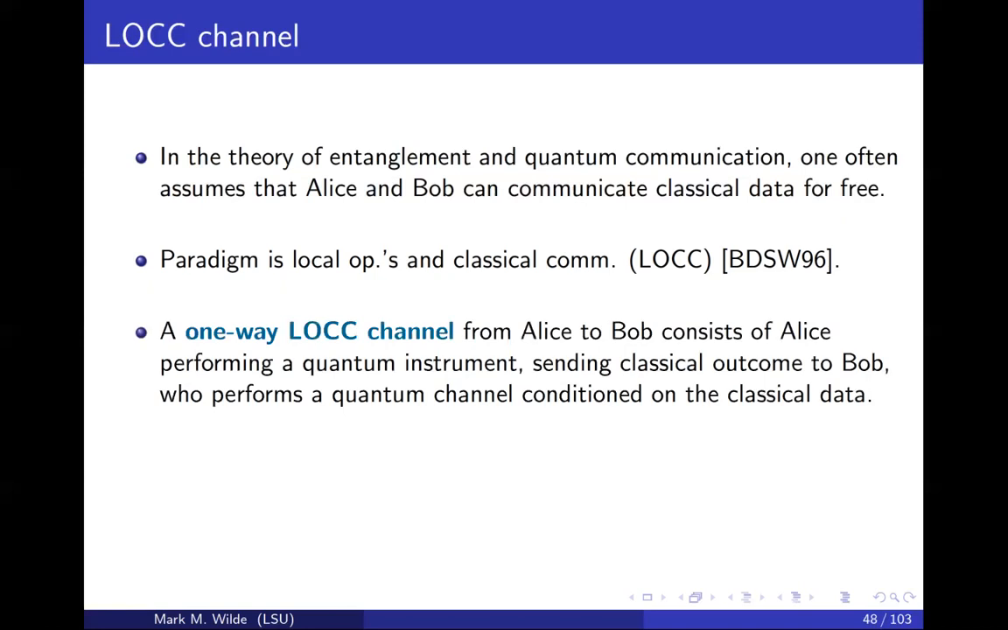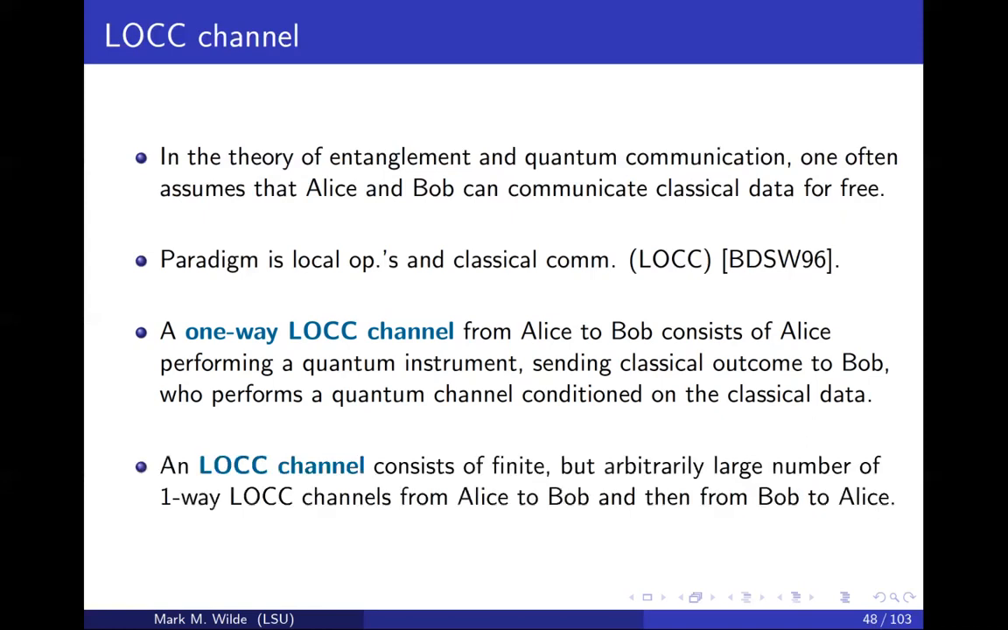To get a bit more specific, earlier we talked about quantum measurement channels and quantum instruments. A one-way LOCC channel consists of Alice performing a quantum instrument. Remember, a quantum instrument has a quantum output and a classical output. So Alice sends the classical output to Bob, and then, conditioned on the classical outcome of that quantum instrument, Bob performs a quantum channel. An LOCC channel is just you build these up one after another. So you do a one-way LOCC from Alice to Bob, then a one-way LOCC from Bob to Alice, and you keep doing that. You can do it an arbitrary number of times, but we demand that it's finite. They're not allowed an infinite number of one-way LOCCs. And that's what we call an LOCC channel.